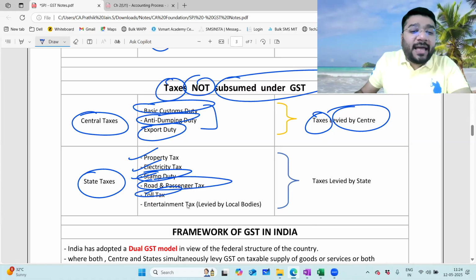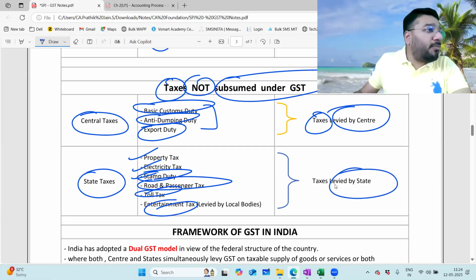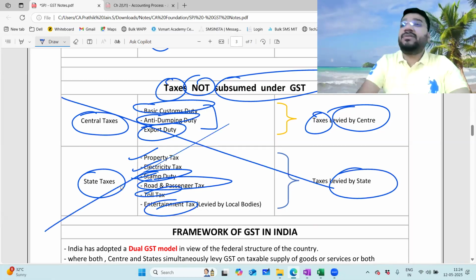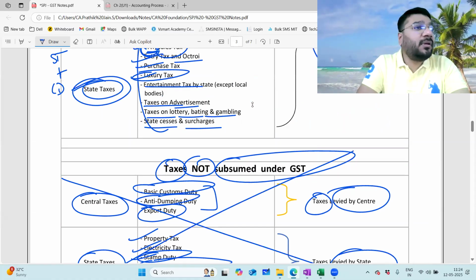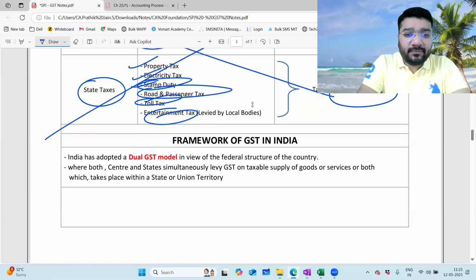Road passenger tax, toll tax, entertainment tax, all these are levied by the state government. And these still do not come under GST. Any problem so far? Comfortable? Can I go forward?